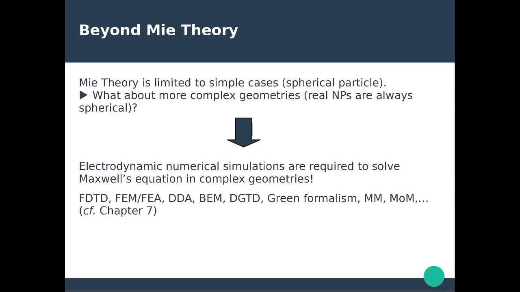So I encourage you to go back to chapter 7, and these are just some of the methods you can find that solve Maxwell's equations for any type of arbitrary geometry. So finite difference time domain, finite element method, discrete dipole approximation, boundary element methods, and you name them. I'm going to publish another short video that will walk you through an FDTD simulation of Mie scattering for spherical geometry, so you can calculate the electric field distributions that we've seen, as well as the optical cross sections.